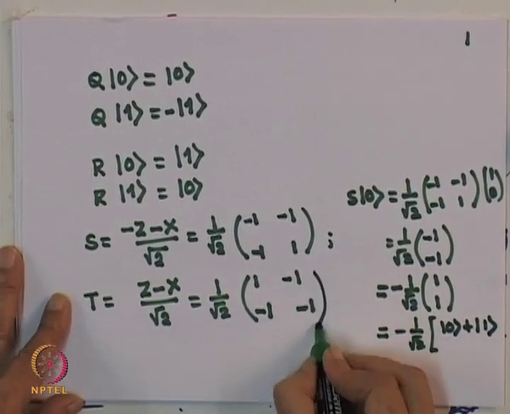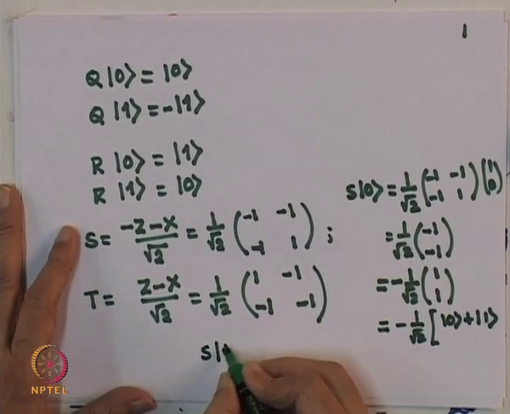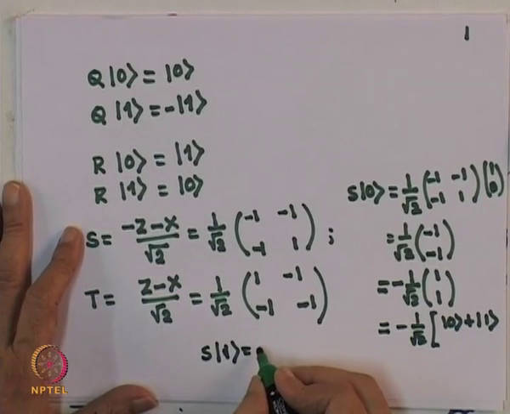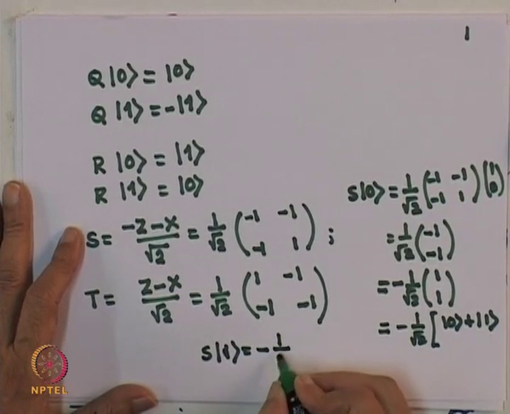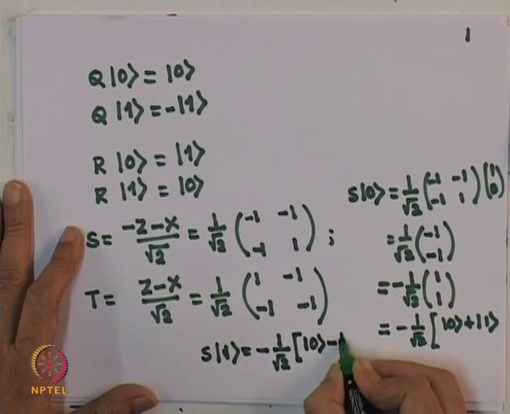Now you can easily calculate what S gives you on 1. S acting on 1 gives you, in the same way, minus 1 over square root of 2, and instead of 0 plus 1 you get 0 minus 1.